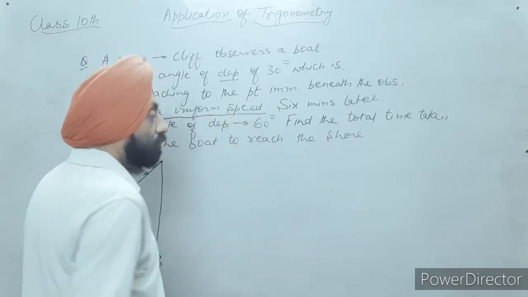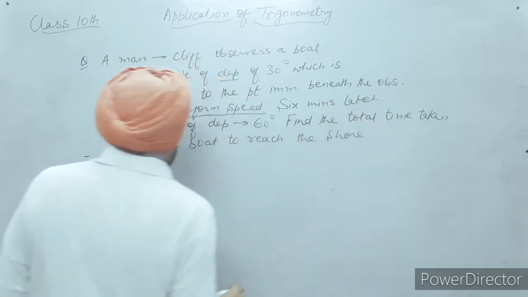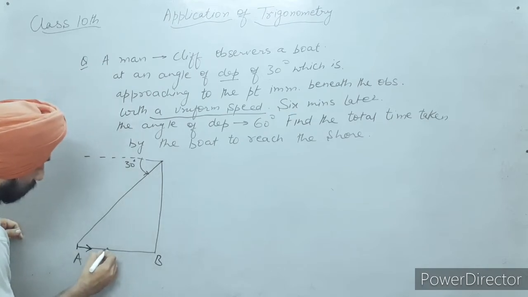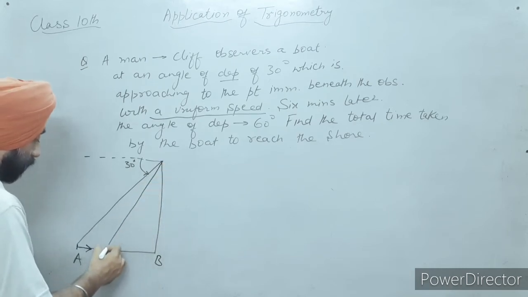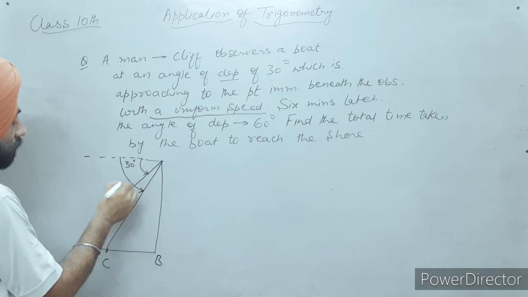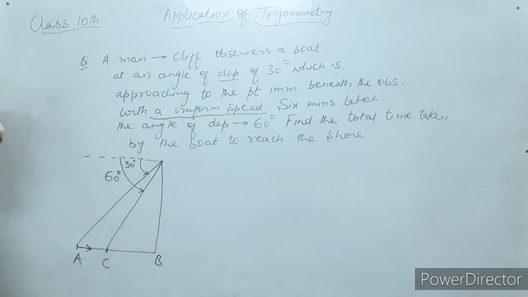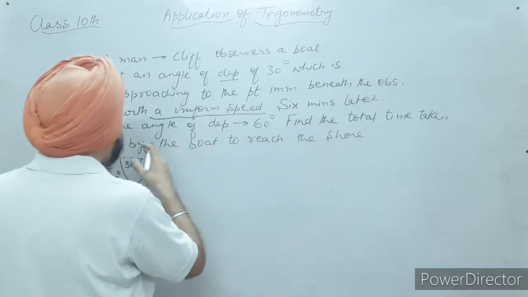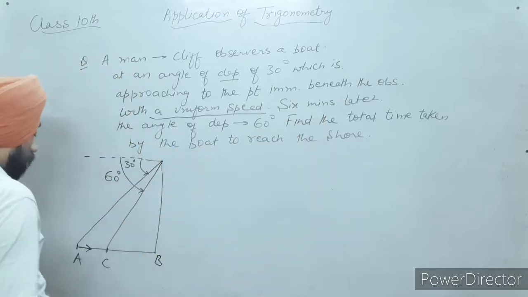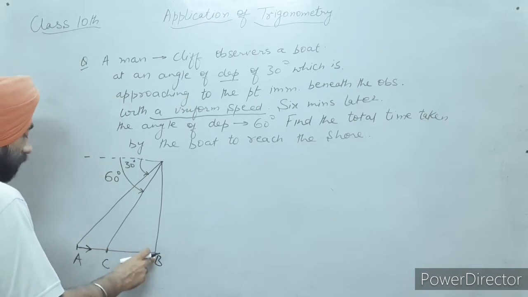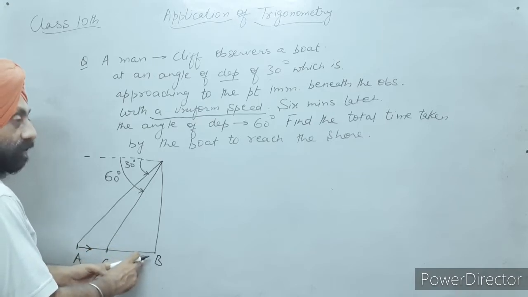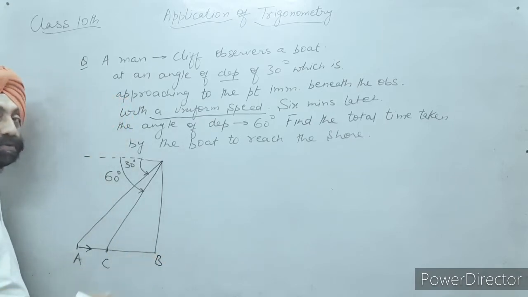So the speed of the boat is uniform. After 6 minutes the boat reaches point C. Then the angle of depression becomes 60 degrees. AC distance is covered in 6 minutes. So find the total time taken by the boat to reach the shore. First of all, I have to calculate the time taken from C to B. Then I will add 6 plus the time taken to cover this distance, and I get the total time.